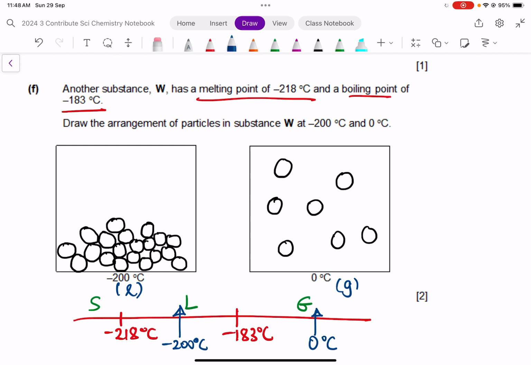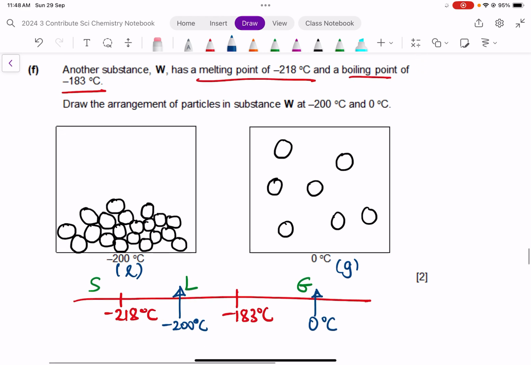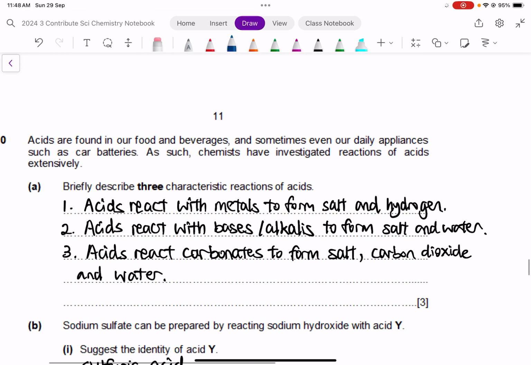So whenever you have negative numbers, please use a number line to represent the melting and boiling points and then work out what is the state of the substance at different temperatures. This is very crucial to avoid making a careless mistake. So this concludes question 9, which is based off chapter 2. Now we can move on to question 10.